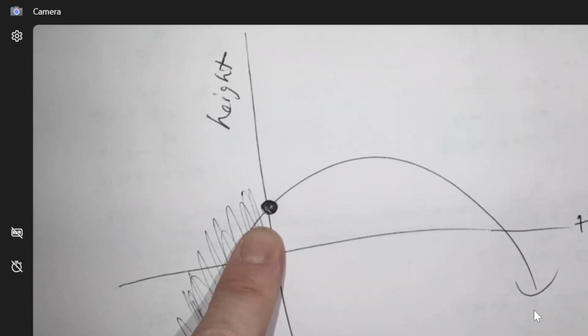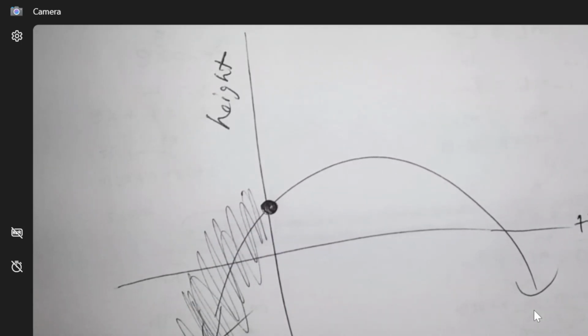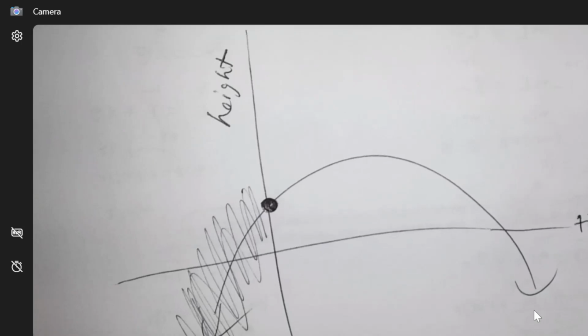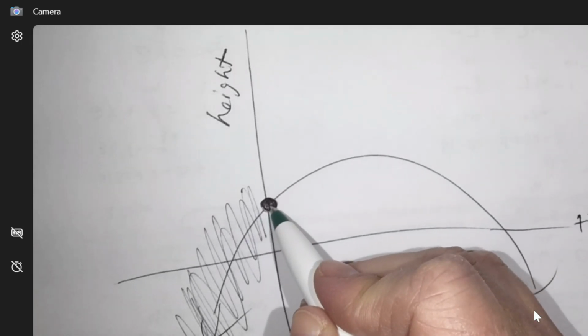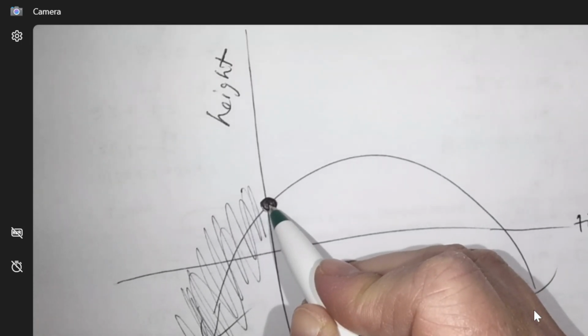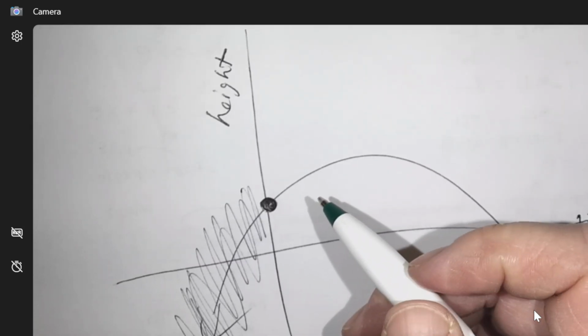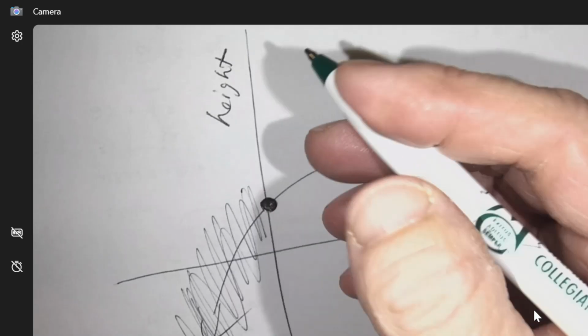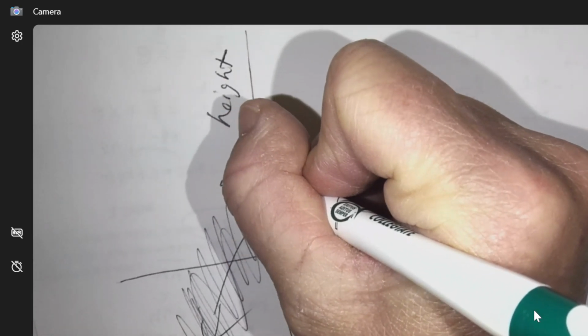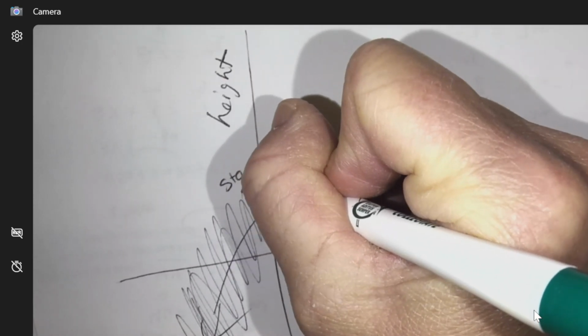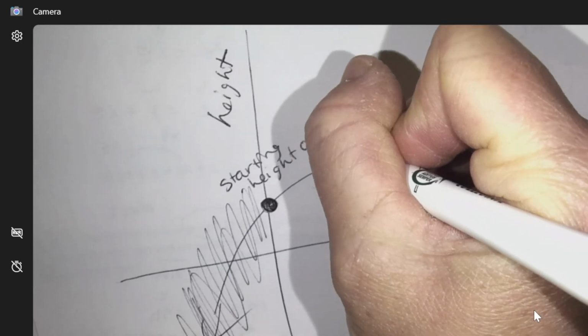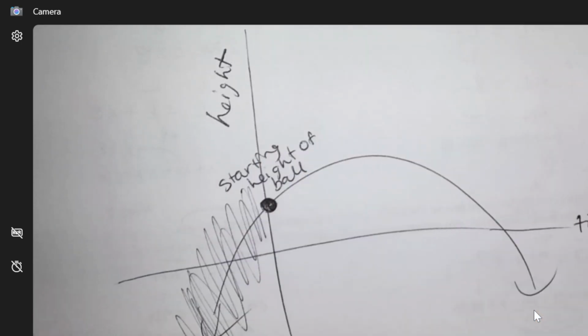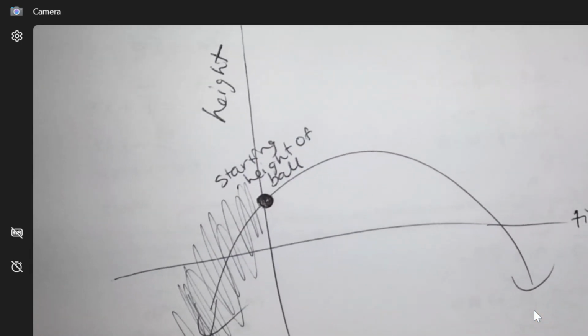What will this tell me about my ball situation? So let's pretend this value was 8. 8 is the what? 8 feet is the what of the situation? Starting height of the ball. That's the release point. That's the height of it when it's released.